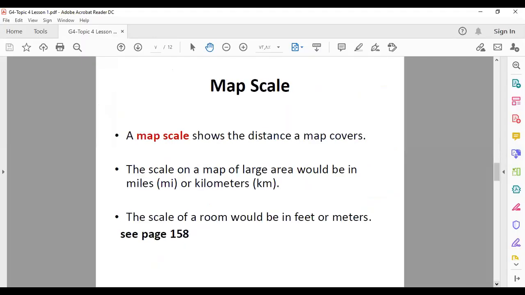The last part or element of a map is called the map scale. The map scale shows the distance a map covers. Okay, for example, large areas would be in miles or kilometers, and small areas are measured in feet or meters. Look at the map scale, for example, here. For example, this is Irbid, and this is Amman.